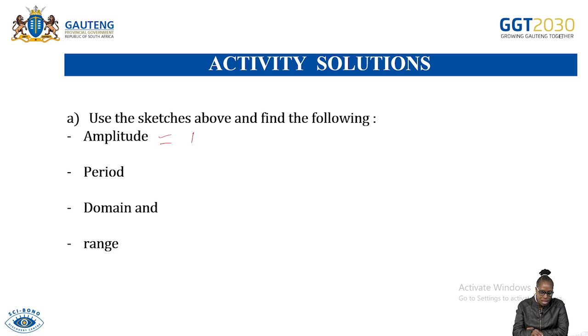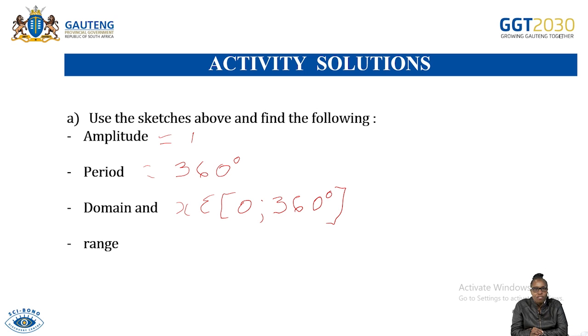What will be the period? You can see that I have a full period for both graphs at 360 degrees. Both graphs are giving me a full cycle at 360. What was the domain? The domain meaning my inputs. It's all the values of x that I have covered. For both graphs, I have moved x as an element of 0 up to 360 degrees.